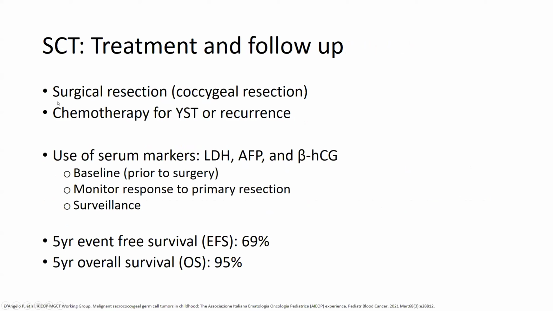For finding a sacrococcygeal lesion, typically it is a surgical resection or coccygeal resection. And then if there is adjacent or concurrent yolk sac tumor, most people give chemotherapy. And of course, if there is recurrence, you get chemotherapy.